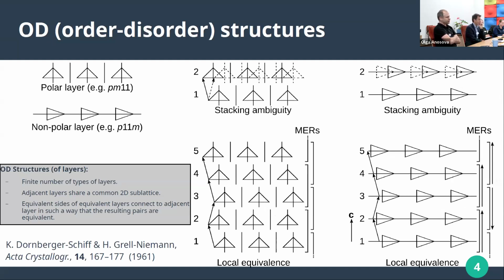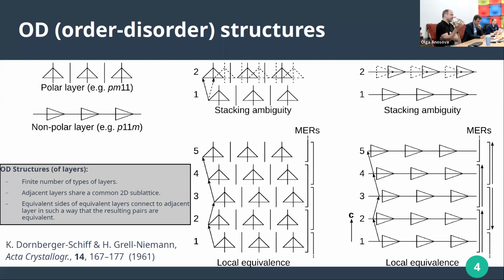Obviously, I'm not the first person who has noticed this, that often things are ordered but not ordered at the same time. There was especially one group in the 1950s and 60s around Dornberger-Schiff, and they thought about why this happens. They created what's called the OD theory, where OD stands for order-disorder. It's a bad name because it has nothing to do with order-disorder phase transitions, and when you Google for order-disorder, you find those phase transitions. So I will just call it OD theory.